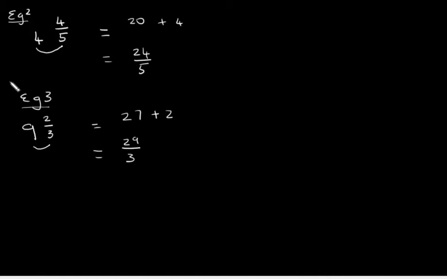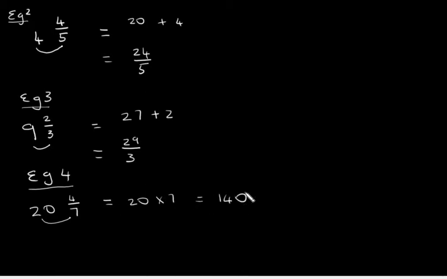Let's do one more. Let's look at 20 and 4 over 7. What do we need to do? We need to multiply the whole number by the denominator. So 20 times 7 is equal to 140, and then we need to add the numerator, which is 4, and our answer will be 144 over 7.